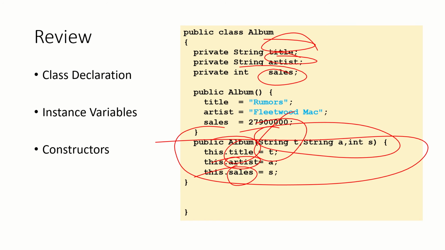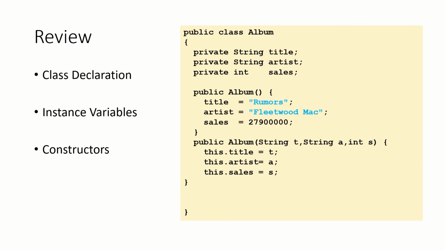Okay, so here last class we talked about using this. This means the current object using this class. So if we call this constructor, which object calls it?